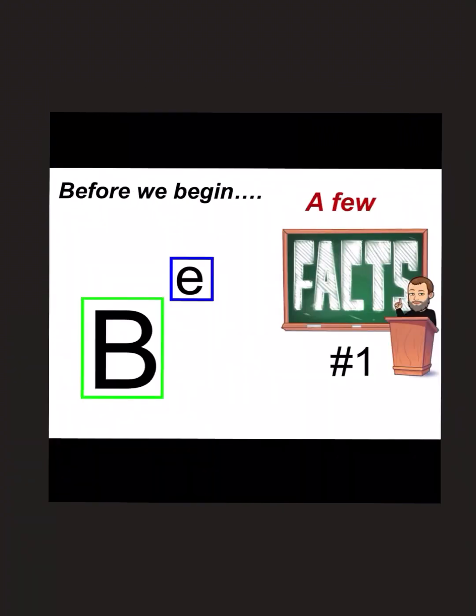So before we begin here with the rules, there are 4 facts that I need to bring to your attention. First, I'm going to be using terms such as base value and exponents in this video. Now, the base value is the larger size term on the left-hand side, and the exponent is the smaller size term in the upper right-hand corner. They are illustrated here in my model as the B standing for the base value and the E as the exponent.